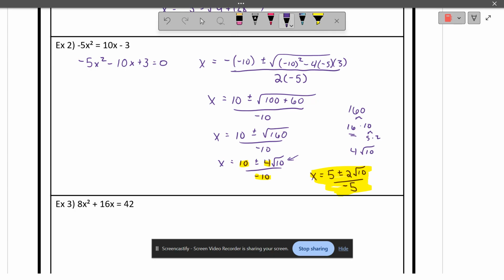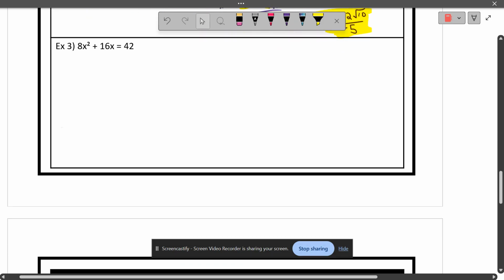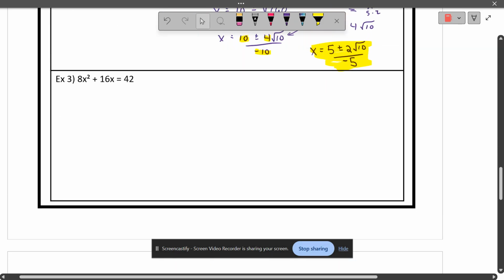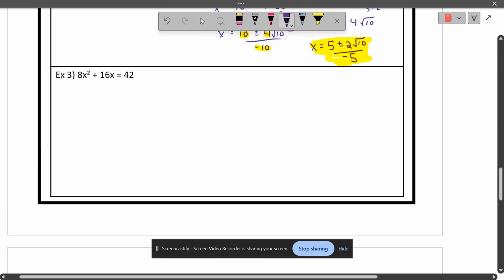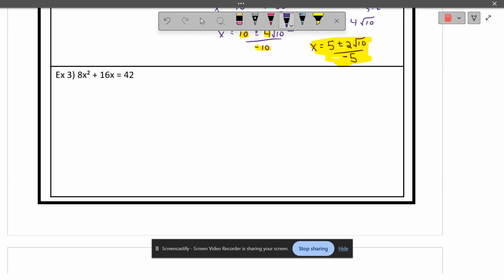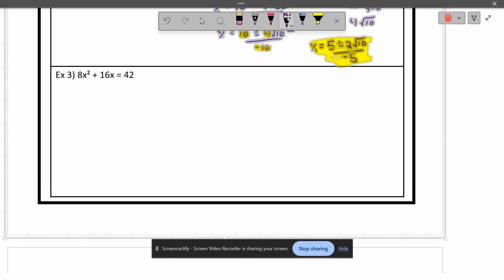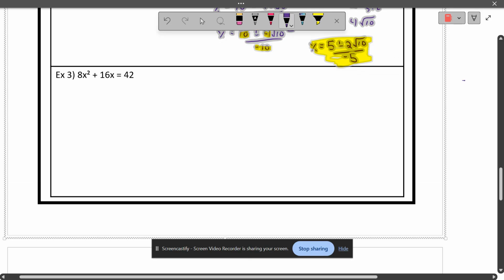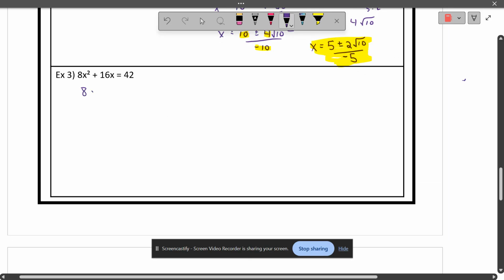All right, go ahead and make sure to pause the video, try example number 3, and then that should be it for today. And after that, we'll start our new lesson. Hopefully you paused the video. Let's take a look at this one here. We've got 8x squared plus 16x minus 42 equals 0.